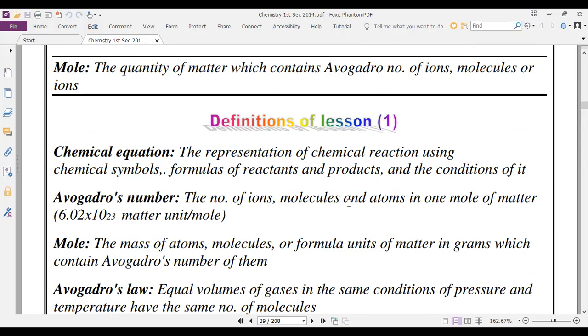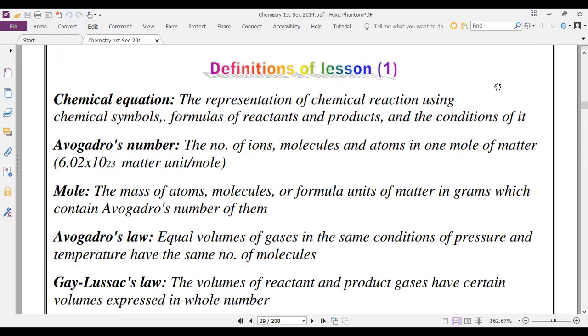No. So all these definitions are the summary of lesson one. Try to read with me. Number one, chemical equation is the representation of a chemical reaction using chemical symbols and formulas of the reactants and the products and the conditions of it. Avogadro's number: the number of ions, molecules and atoms in one mole of matter, 6.02 times 10^23 matter units or moles. Mole is the mass of atoms, molecules or formula units of matter in grams, which contain Avogadro's number of them. Avogadro's law: equal volumes of gases in the same conditions of pressure and temperature have the same number of molecules.